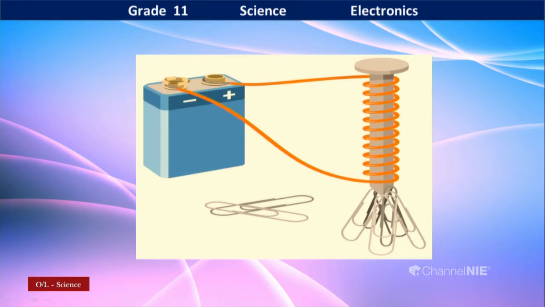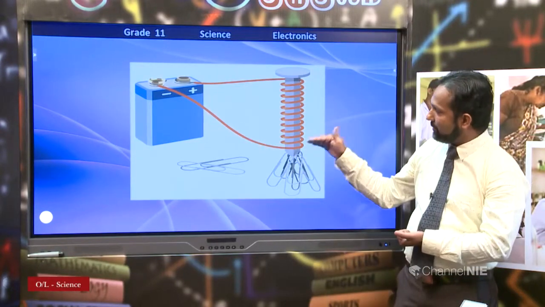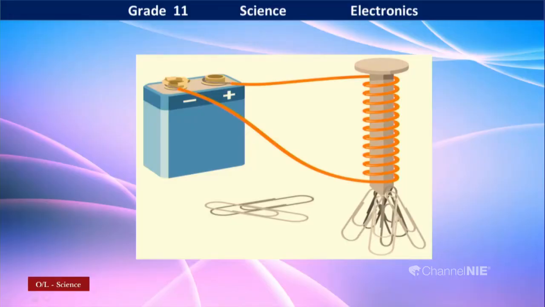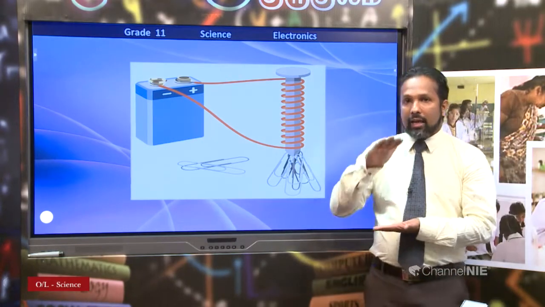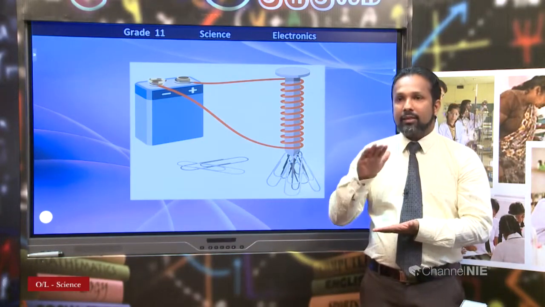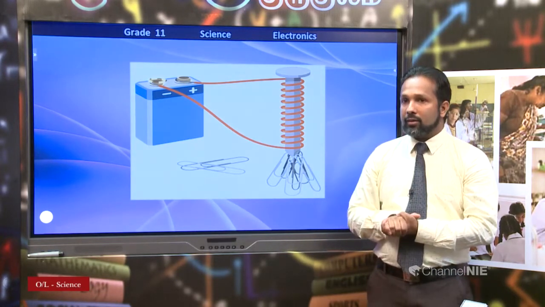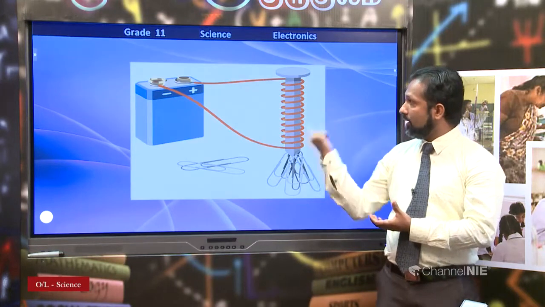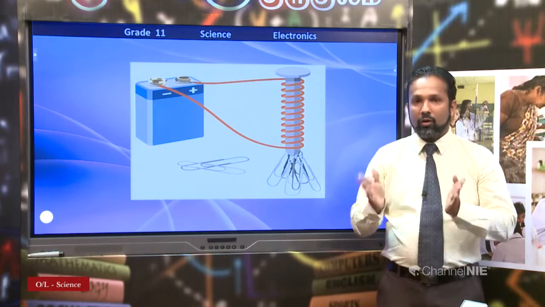because this becomes an electromagnet when electricity is flowing. If you disconnect the switch, what happens? The magnetism vanishes. As a result, the paper clips may fall down. Again, when we switch on, the paper clips may attach. That means an electromagnet can be produced by supplying a current to a coil which is wound around a soft iron core or iron nail.